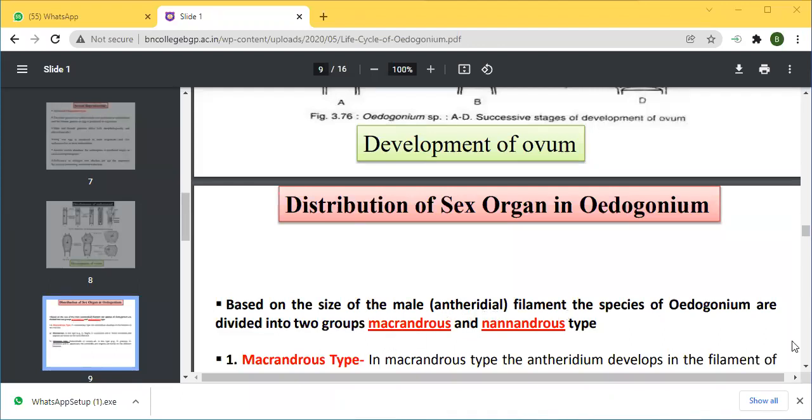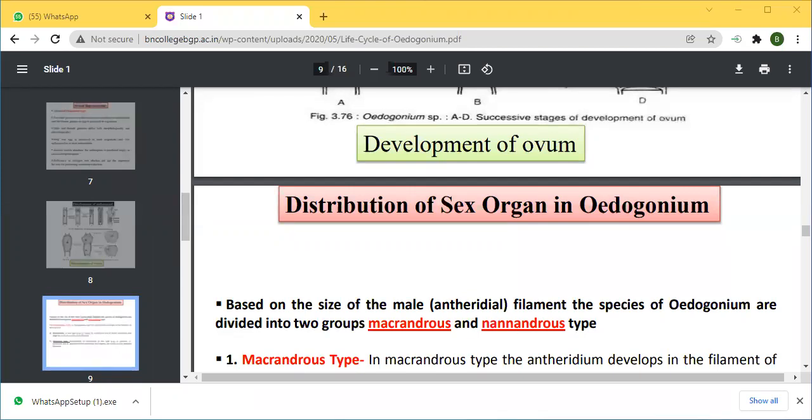Filament, the species of Oedogonium are divided, see here girls, listen carefully, based on the size of the male. Based on the size of the male reproductive organ, the antheridial filament, the species of Oedogonium are divided into 2 groups. One is called Macrandrous. The second one is called Nannandrous type.